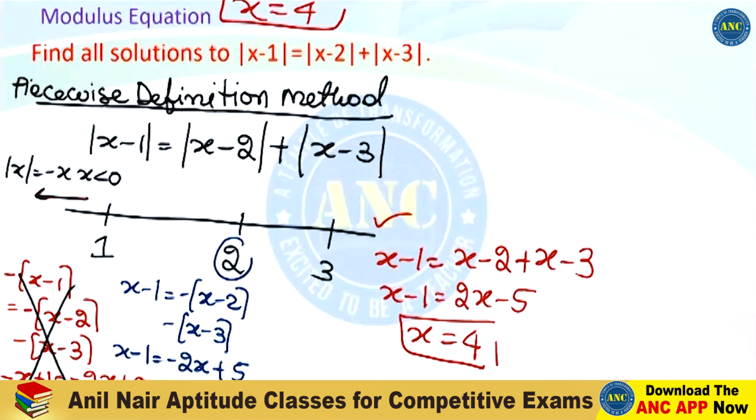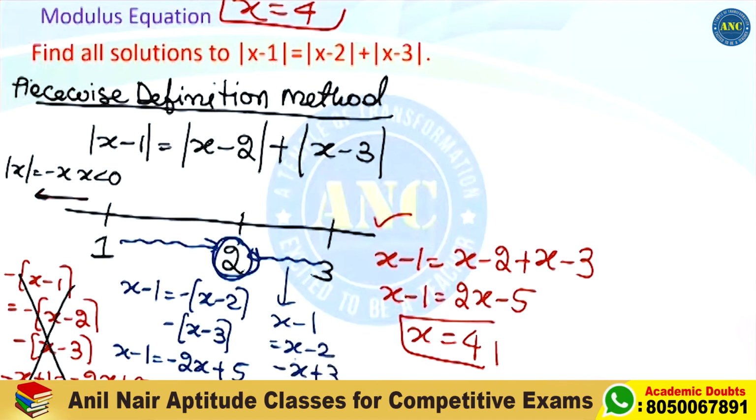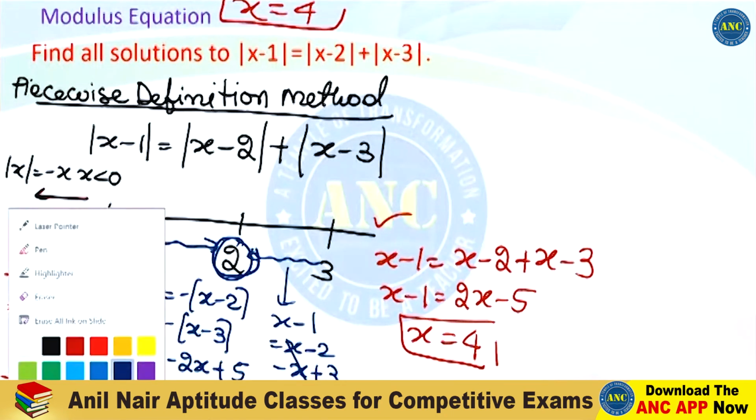x = 2. That means from 1 to 2, the critical point itself is satisfying. Here also it will be 2 to 3. You can check it out. If it is 2.5, 2.5 minus 1 is positive, x - 1. 2.5 minus 2 is positive, and 2.5 minus 3 is negative, so -(x - 3) = -x + 3. So x - 1 = x - 2 - x + 3, giving x = 2.